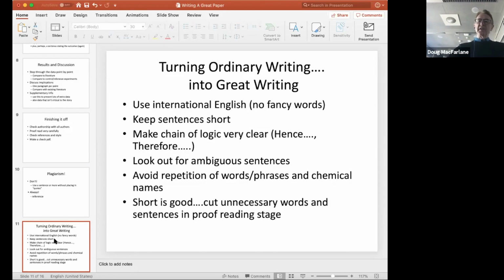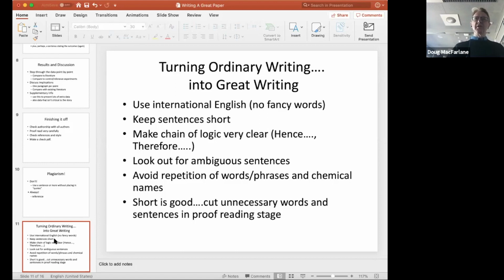Try to make your logic very clear so that the sentences connect with one another in any given paragraph. Words like hence and therefore are word equivalents of a mathematical logical chain, and I think are useful to use, but don't overdo them. Look out for ambiguous sentences. In other words, things where what you're actually saying isn't completely clear. The words it or they can be unclear because you don't know exactly who or what they is. So you have to make sure your sentences don't become unclear because they're ambiguous.